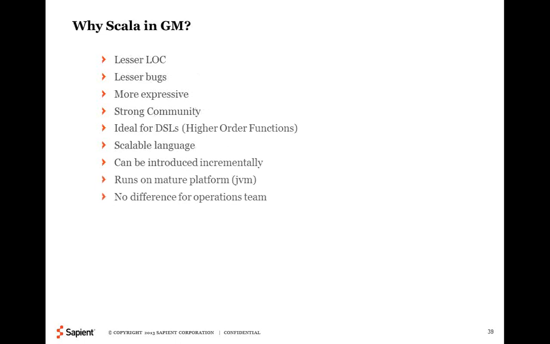Okay. Why Scala in GM, Global Markets? Because it has lesser lines of code, we get fewer bugs, it's more expressive, it has a strong community behind it, it is ideal for DSLs, domain specific languages. One of the key features that enables that is higher order functions. It's a scalable language, we can use it for writing small scripts like copying files from here to there, deleting, removing files, normal bash scripting that we do, and we can use it for writing bigger trading platforms also.